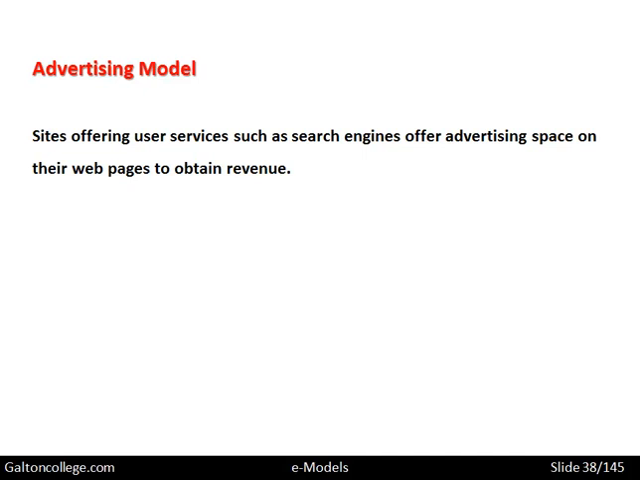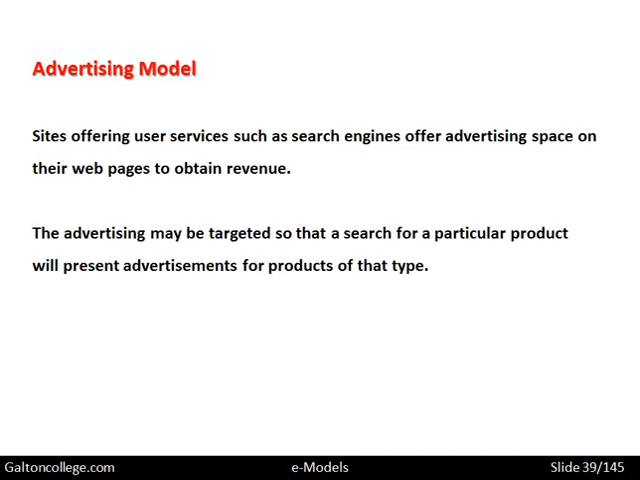They're providing a free service for us to search the web, but in return they try to put advertisements in front of us, and more of these advertisements reflect what we were searching in the past. So the advertising may be targeted, so that a search for a particular product will present advertisements for products of that type. It's as if the browser knows what we're interested in, what we've searched in the past, and will place advertisements on our new searches saying, oh, you may still be interested in the following products or the following sites. So it's a very sophisticated technical approach to advertising.